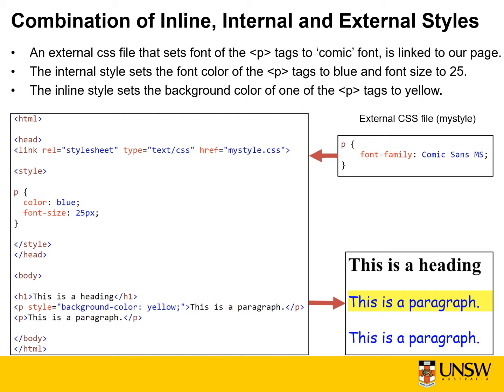In this sample web page, we use the combination of inline CSS, internal CSS, and external CSS. As you can see, the external CSS file sets font of the p tags to comic font. The internal style sets the font color of the p tags to blue and font size to 25, and the inline style sets the background color of one of the p tags to yellow.